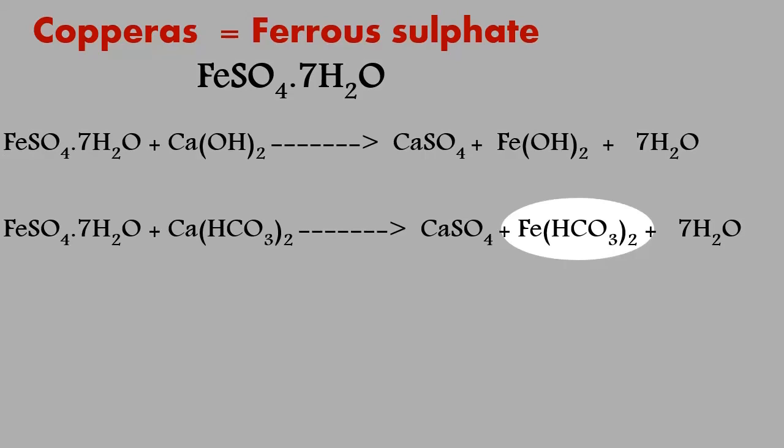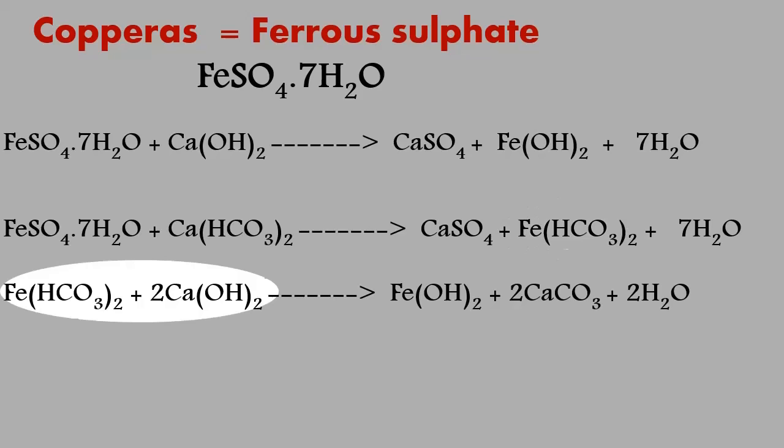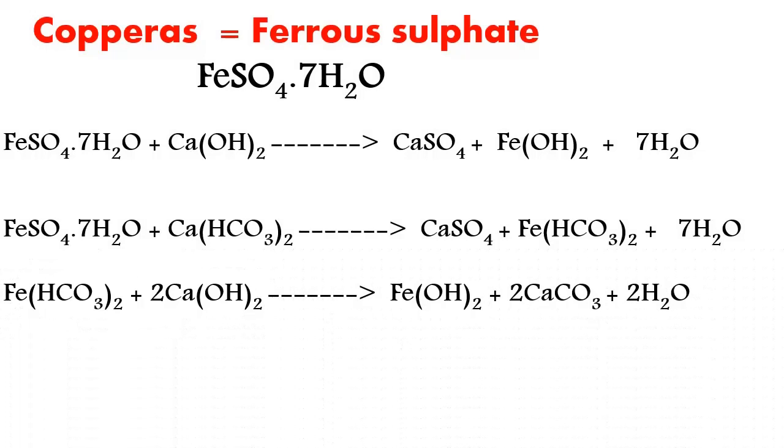Now this Fe(HCO3)2 again reacts with Ca(OH)2. Then it produces Fe(OH)2 + 2CaCO3 + 2H2O. Now here, in the first equation and second equation, in the first equation one reaction took place and we got ferrous hydroxide. And in the second, two reactions took place and in the last reaction we got ferrous hydroxide.